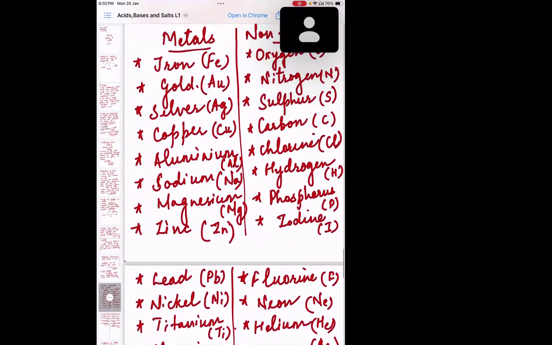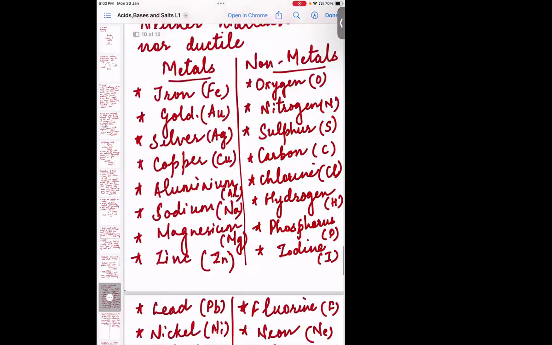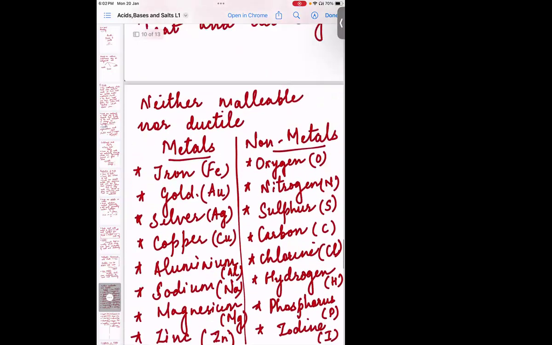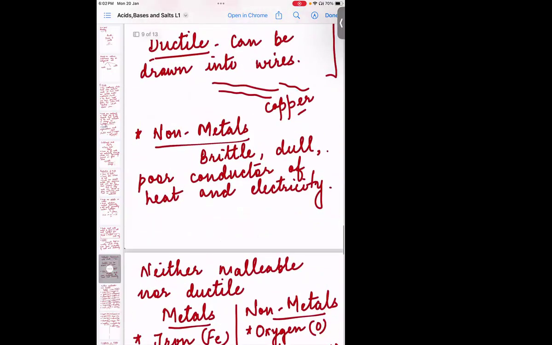When we talk about metals, it means they can conduct electricity. They are solid. They can be converted into wire and into sheets. These are some of the properties of metals. Whereas on the other side, you can see the non-metals, like oxygen, nitrogen, sulfur, which do not conduct electricity, and we cannot convert them into sheets or wires.